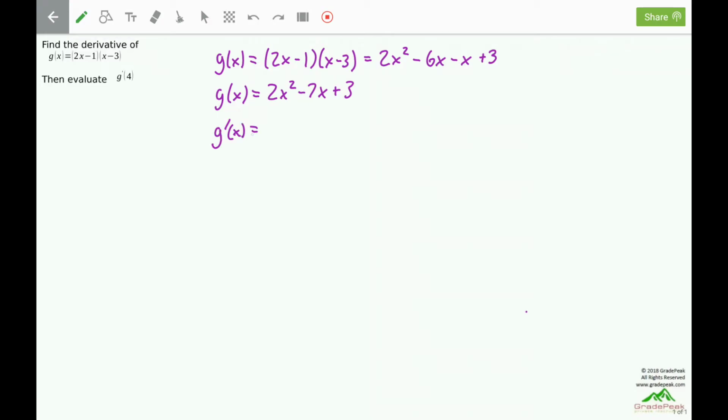g prime of x, the derivative, will be: the first term is a power rule. Bring the 2 down, multiply with the 2 to give us 4. Subtract 1 from the power. 2 minus 1 is the first power. x to the first can be written as an x.